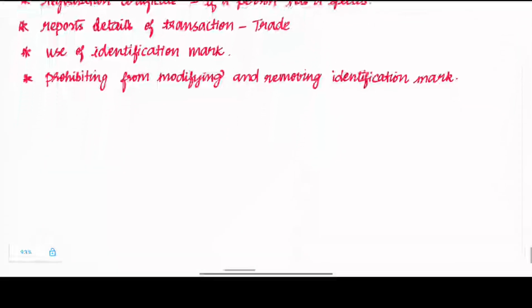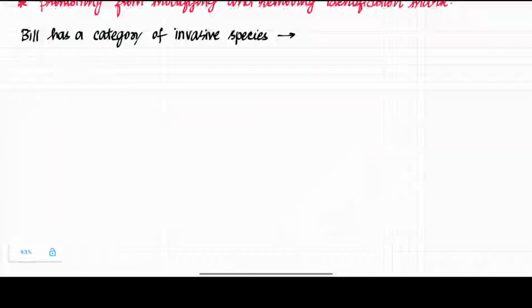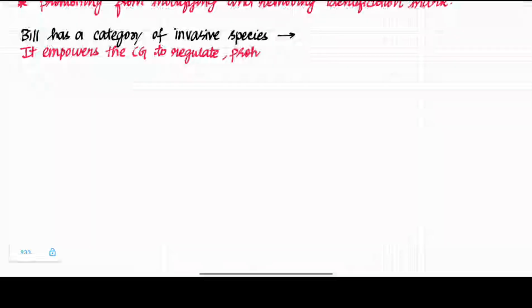Now, the bill has a category of invasive species. We are dealing with the invasive species, right? Now, what does it do? It empowers the central government to regulate or prohibit the import, trade, and possession or proliferation of invasive alien species.